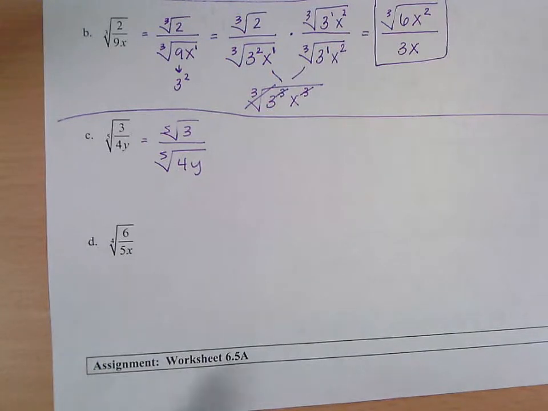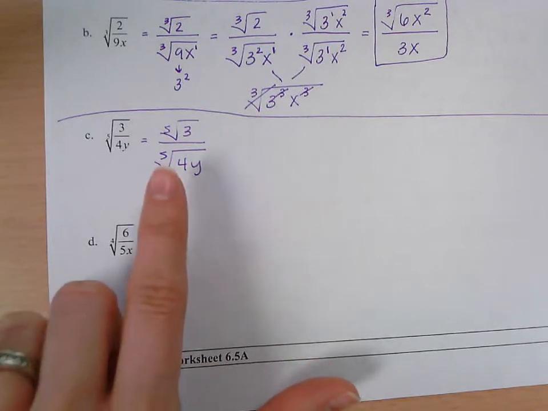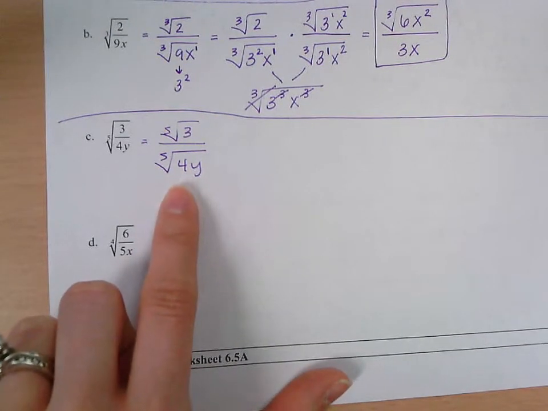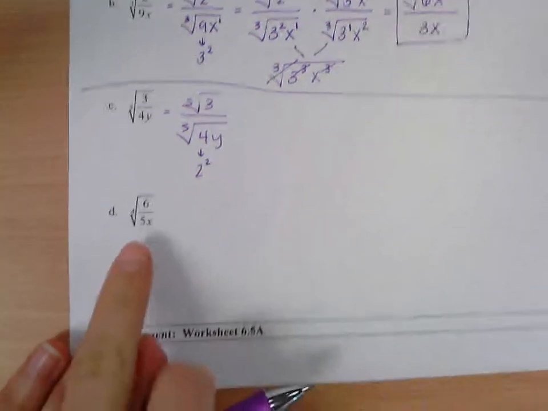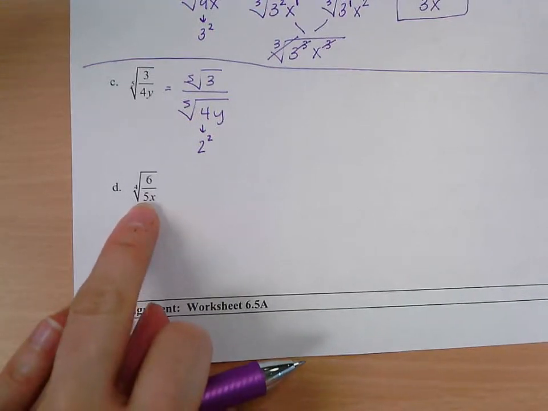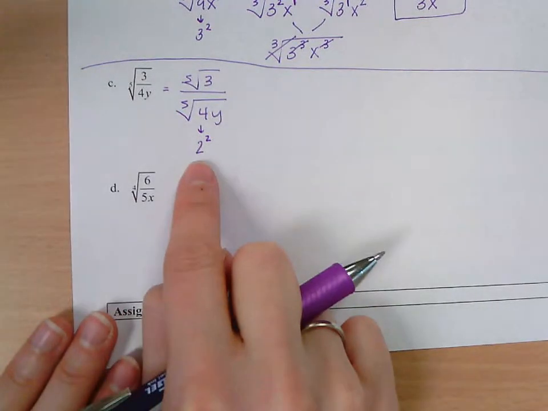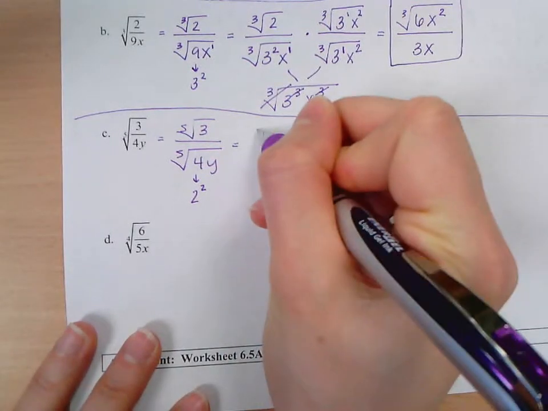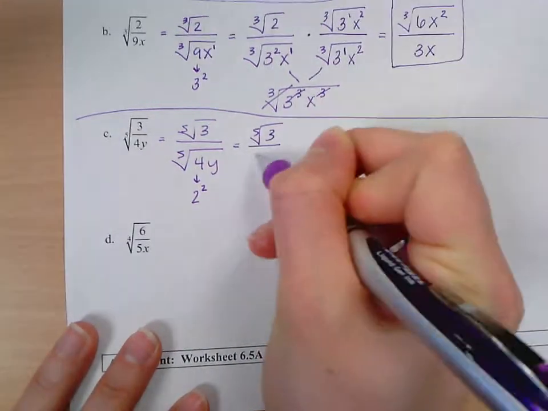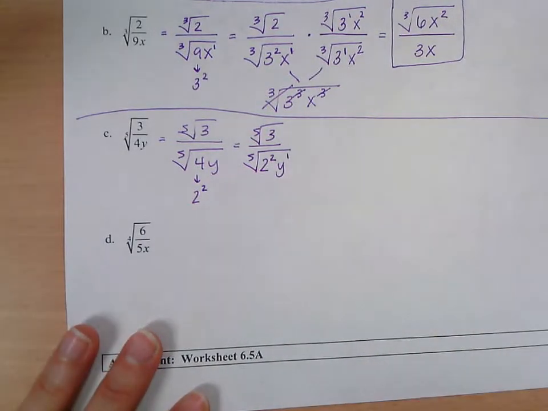So going off of how I did example B, if I look at the denominator, is there a way I can rewrite 4? I can write that as 2 squared. Now that won't always be the case. Like if you look at the example right below, that 5 that's there, 5 isn't a number to a power. So you can't always do that, but if you can, that can be helpful. So I would write this as the fifth root of 3 over the fifth root of 2 squared, and then I have y to the first power.